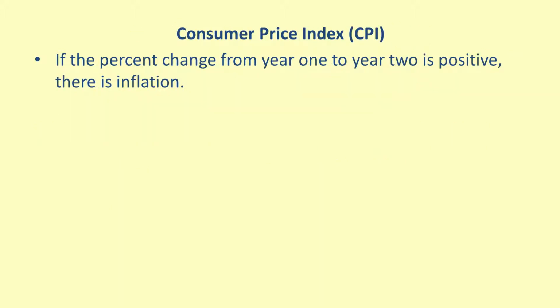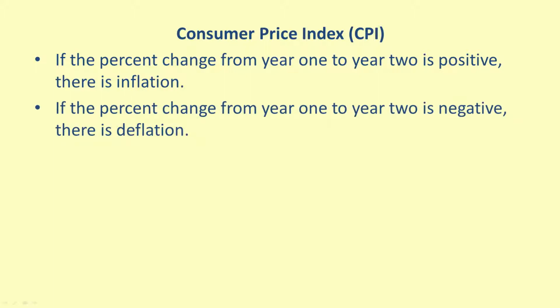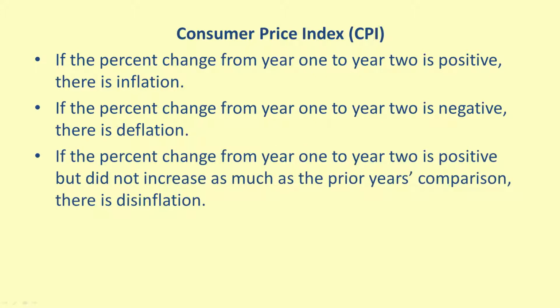If the percent change from year 1 to year 2 is positive, there is inflation. If the percent change from year 1 to year 2 is negative, there is deflation, meaning the average price of items is decreasing. If the percent change from year 1 to year 2 is positive but did not increase as much as the prior year's comparison, there is disinflation, meaning the average price of items did increase but not as much as it increased in the previous year.